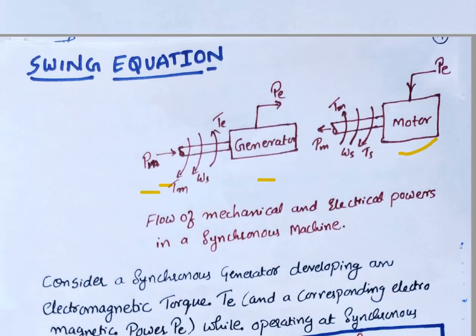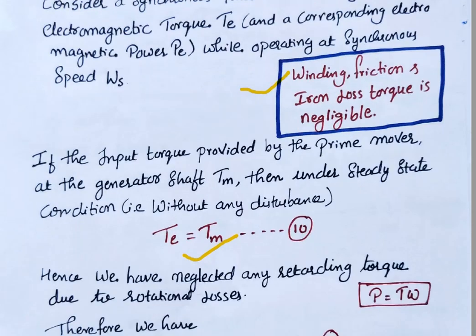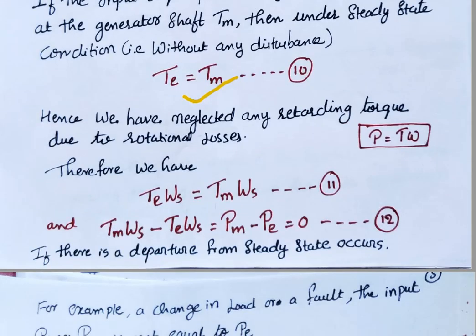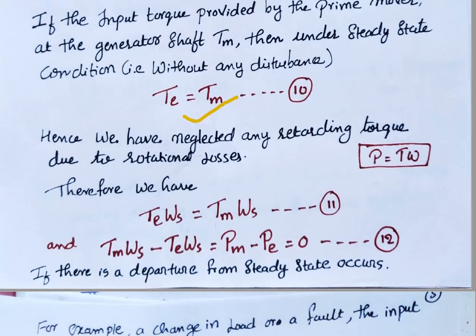That means when losses are neglected, my driving force is equal to the opposing or controlling force. In the sense, my generator shaft is rotating at constant speed. Don't think that if the driving force and opposing force are equal, the shaft will be at rest. In the sense, the shaft is rotating at constant speed.